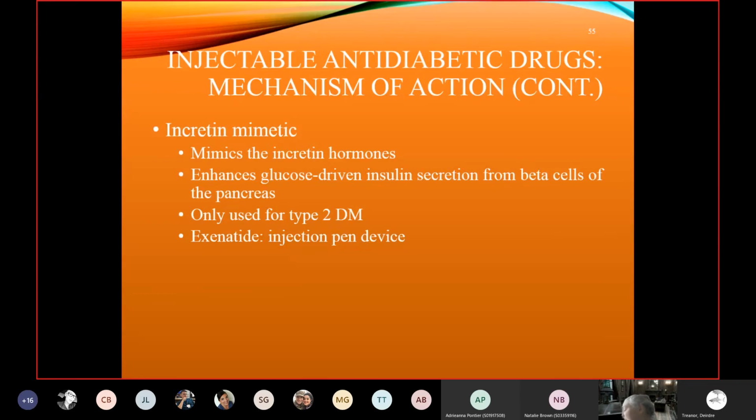It can delay absorption of other oral medications because it slows gastric emptying. And if patients are on sulfonylurea, they might need to decrease the dose of that one.